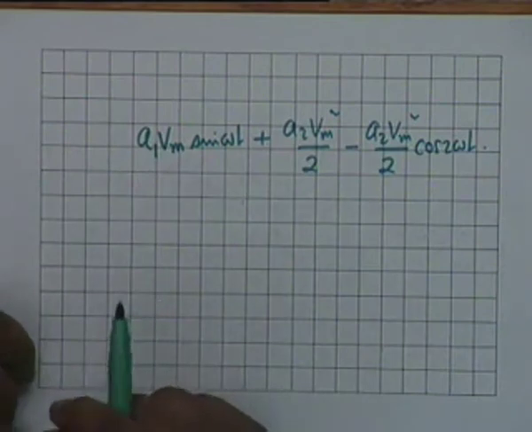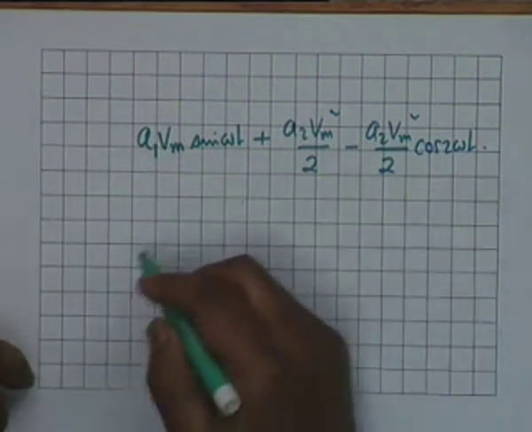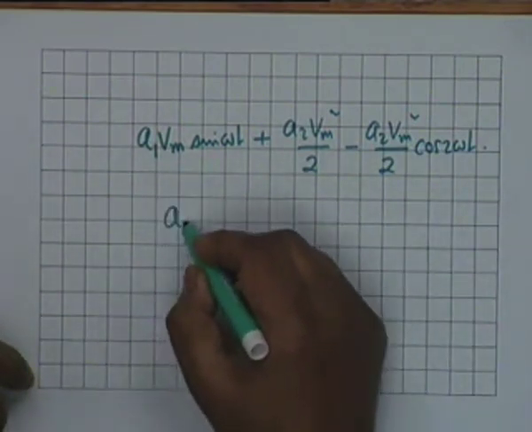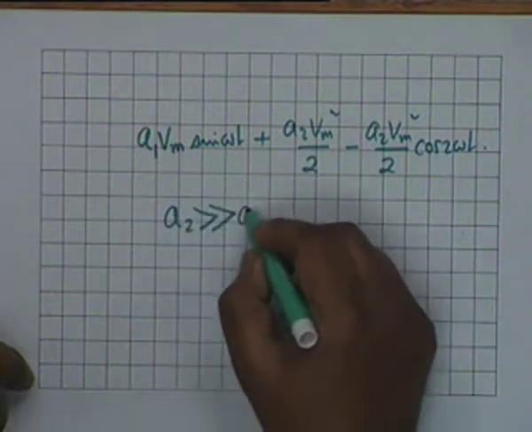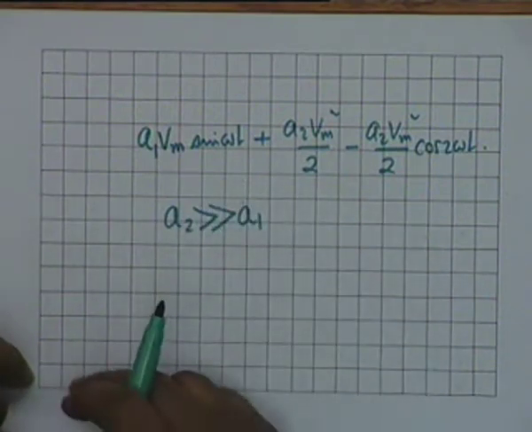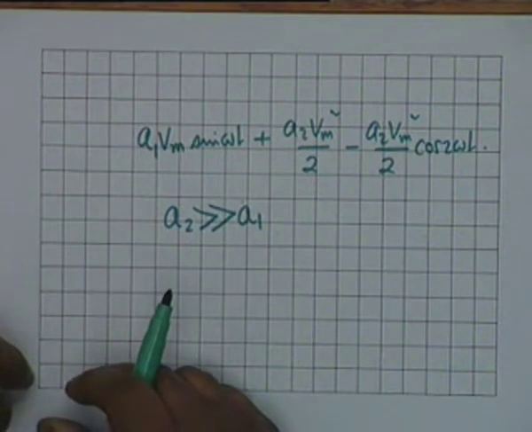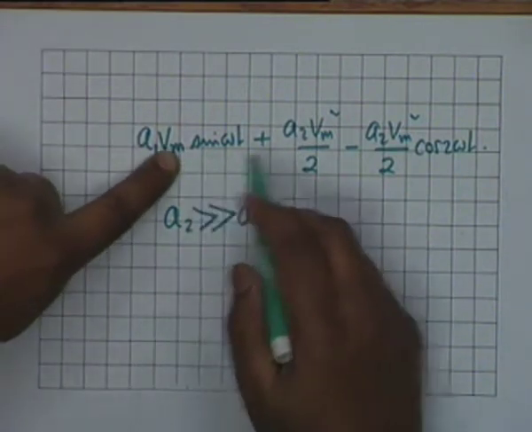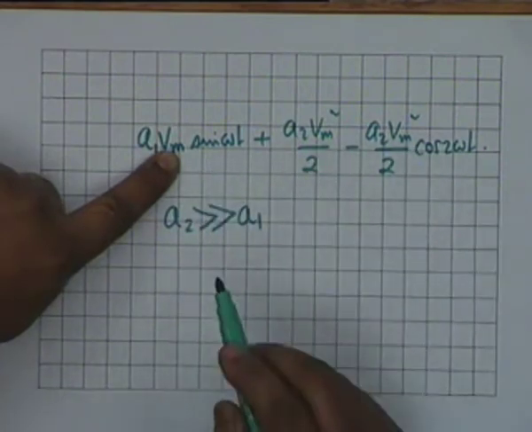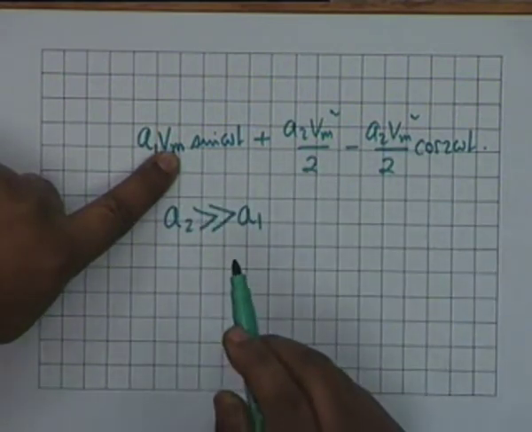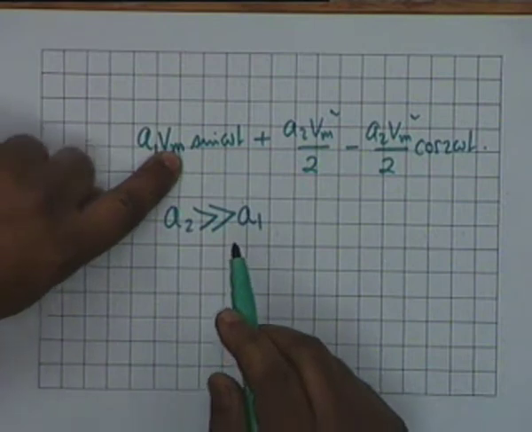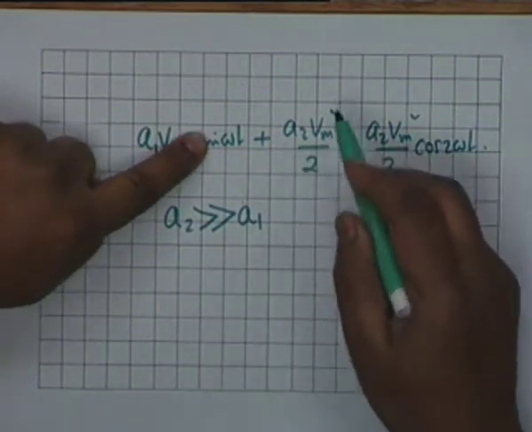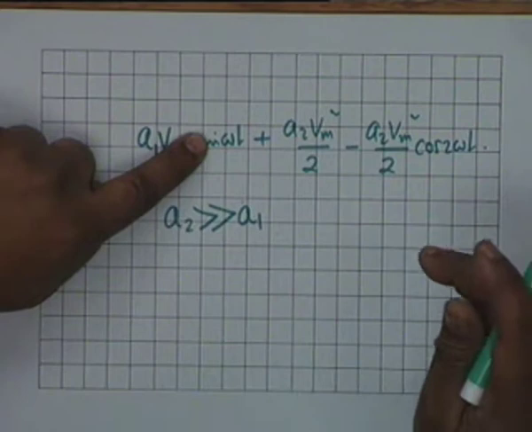Suppose I arrange things such that A2 is much greater than A1. A2 is much greater than A1, alright. Then obviously the first term would be negligible compared to the second and third terms, alright. Agreed? And if somehow I can get rid of the DC term, how?